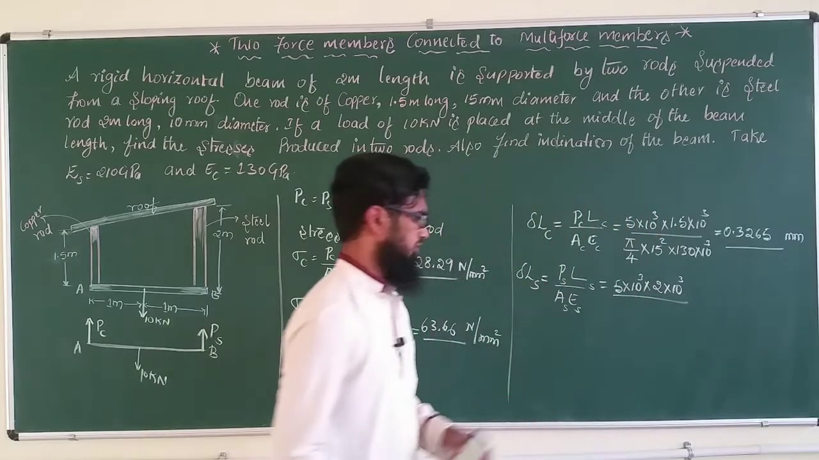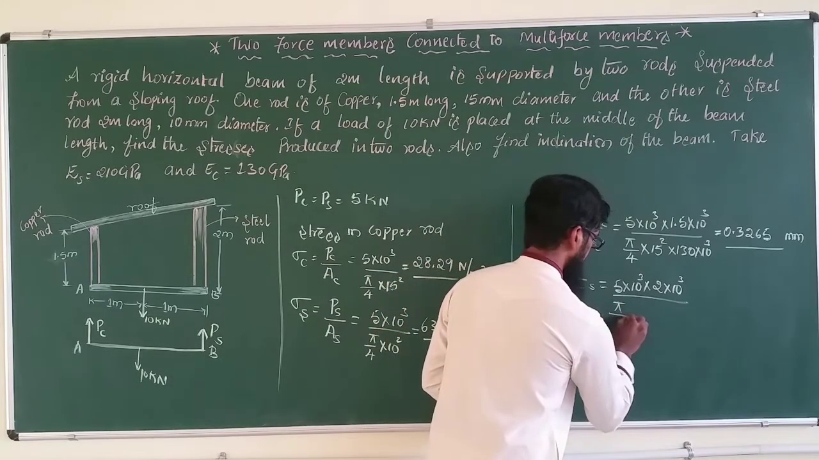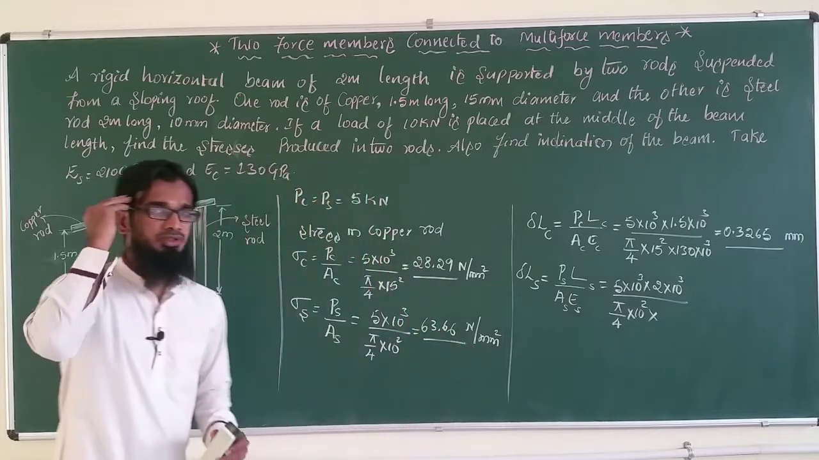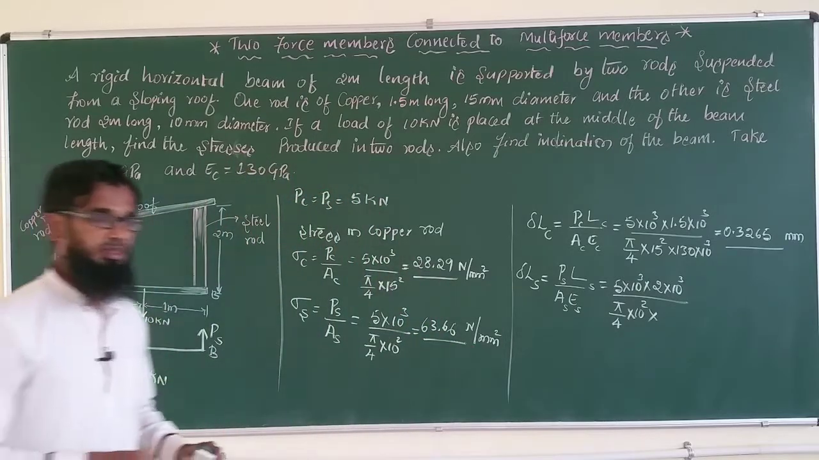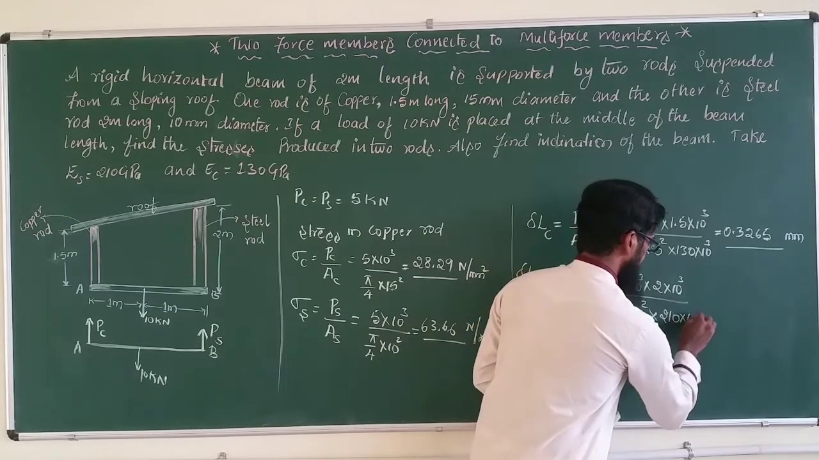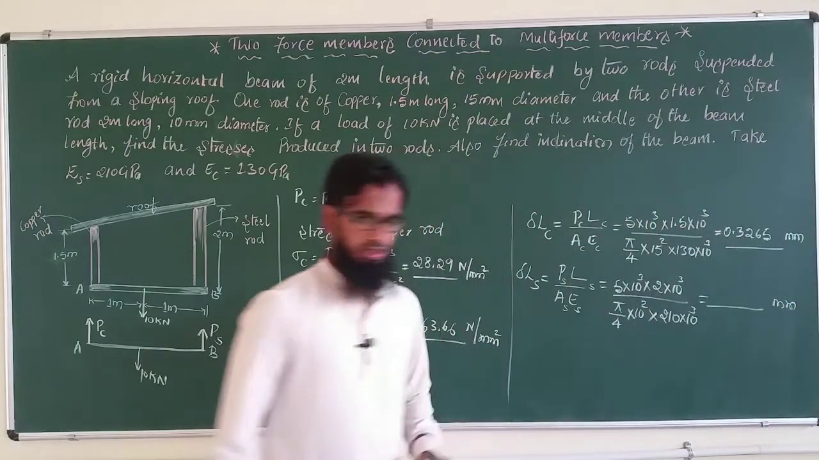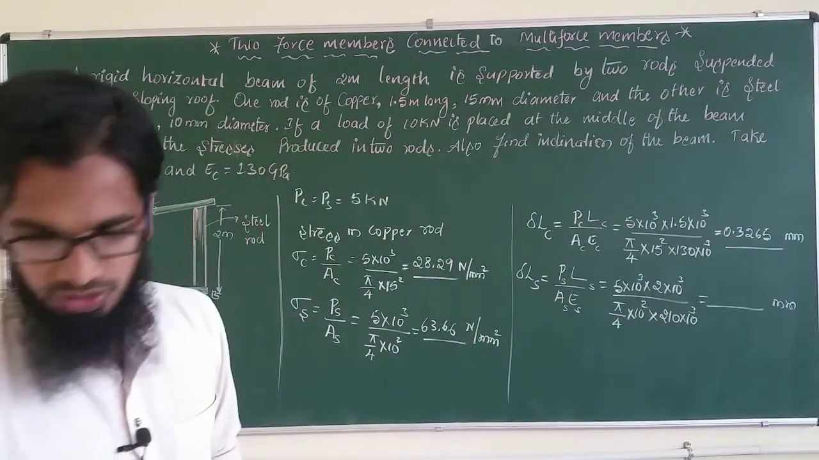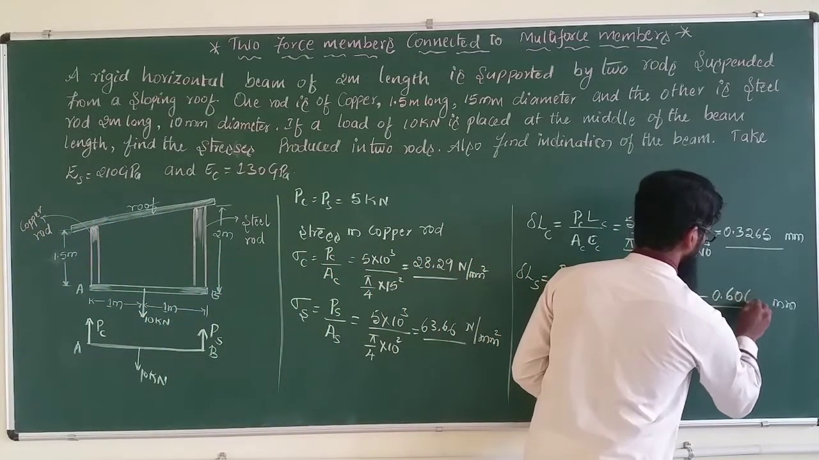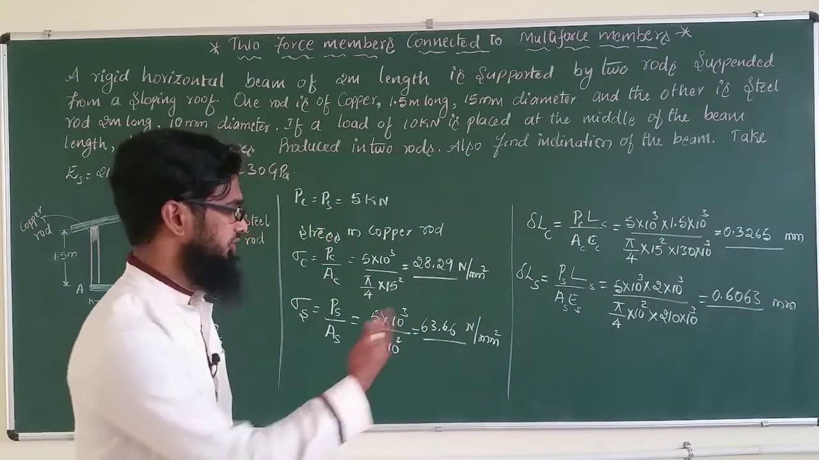The area of the steel rod, since the diameter is 10 mm, will be pi by 4 into 10 square. And Young's modulus of the steel is 210 gigapascal. I'll take it in terms of megapascal, so that is 210 into 10 power 3. Now if I simplify this, the change in length I am getting is 0.6063. This is the change in length in the steel member.